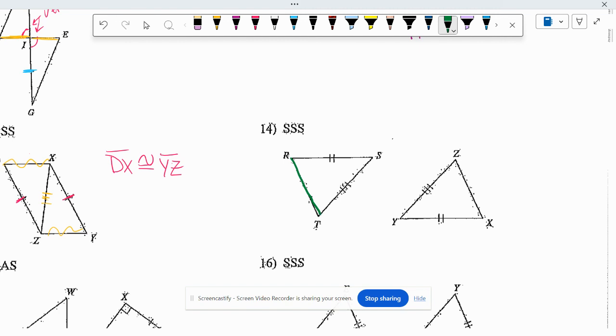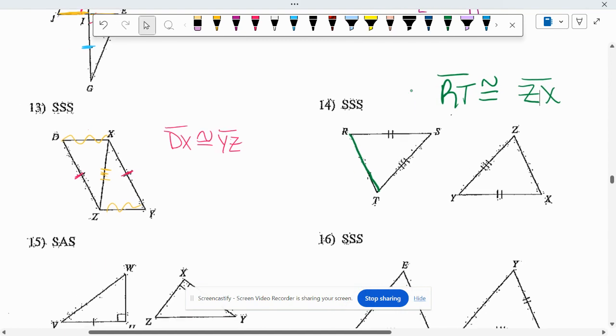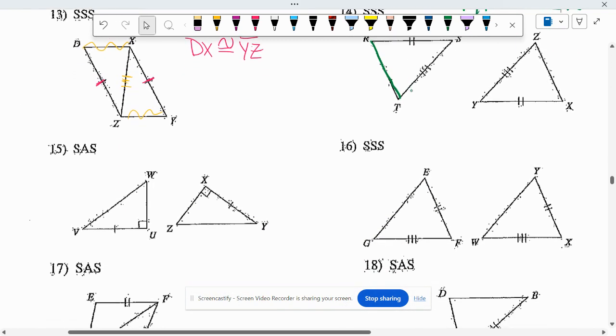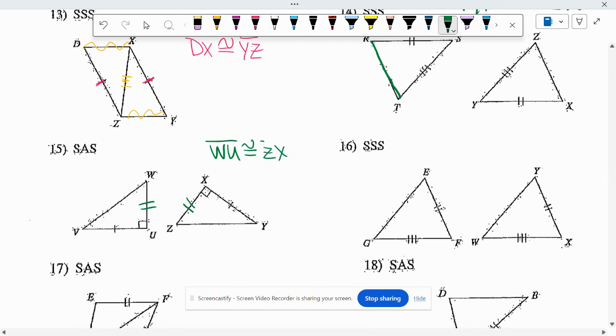How about RT? That's right. Segment RT has to be congruent to segment ZX. Yeah, sure. What else? What about number 15? Yeah, this side has to be congruent to this side. We have to have that W is congruent to ZX.